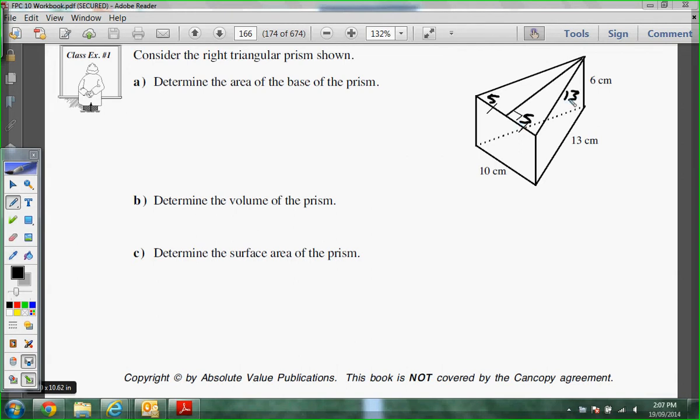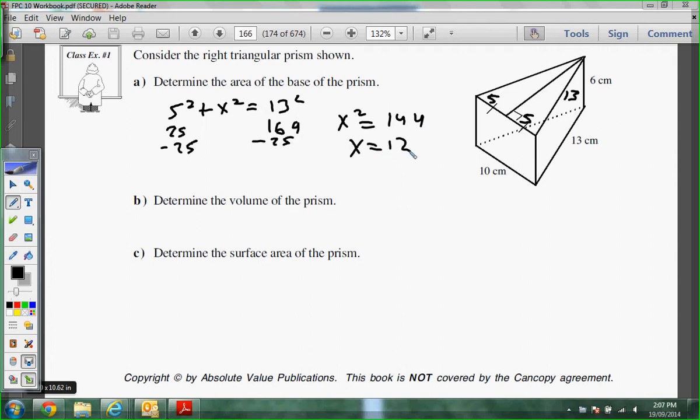So then how are we going to figure out the other side? Pythagorean theorem. I'm going to go 5 squared plus x squared equals 13 squared. This is actually a very common Pythagorean triple. I don't know if you've seen it, but it's going to be 12, but I'll show you. So you're going to have 25, 169 minus 25, x squared equals 144. X squared equals 144, and x equals 12. So our height is 12.